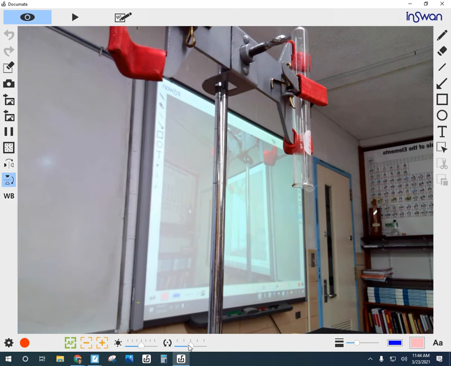There it is. Okay, so it's a really rapid explosion, and the gases expand, and you get a pretty quick pop. All right, so that's kind of a classic hydrogen test.